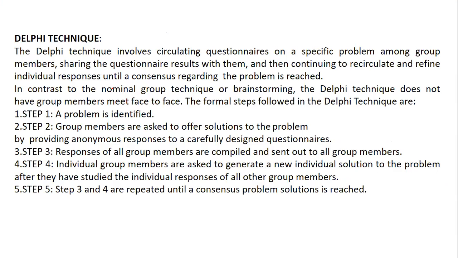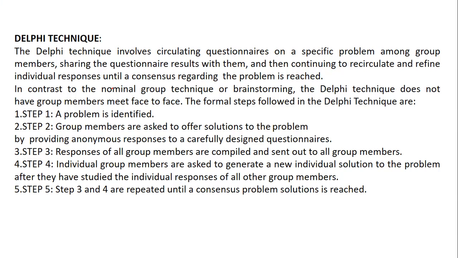Then let's go for Delphi technique. That is one of the last techniques in the decision making process. Delphi technique basically involves circulating questionnaires on a specific problem among the group members, sharing the questionnaire results with them, continuing to recirculate and refine the individual responses until one common consensus is reached regarding the problem. In contrast with nominal group technique or brainstorming, Delphi technique does not have group members meet face to face. It is not necessary that they have a face to face interaction.